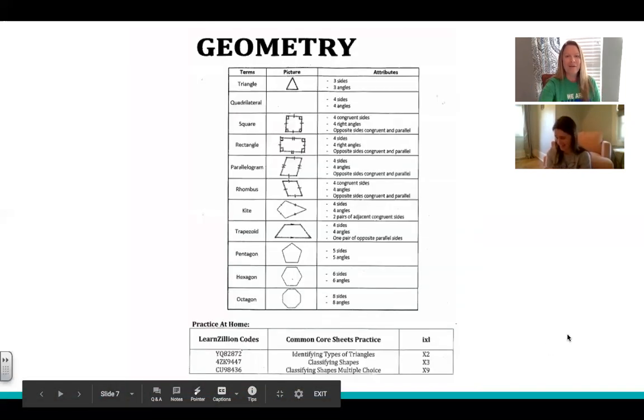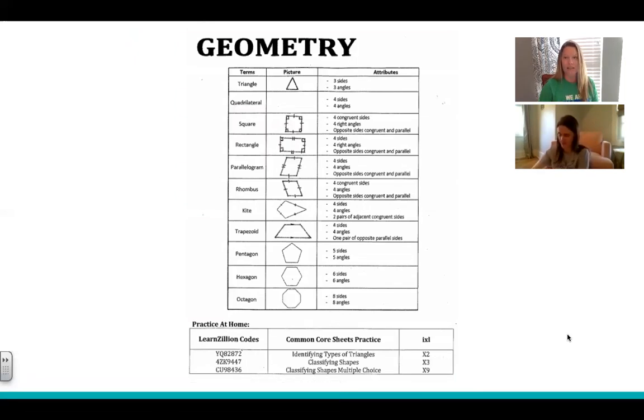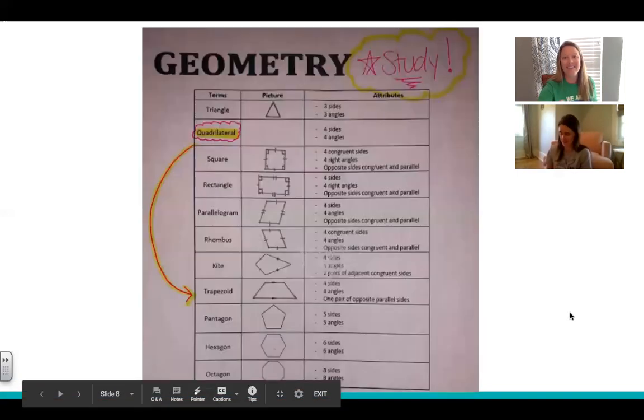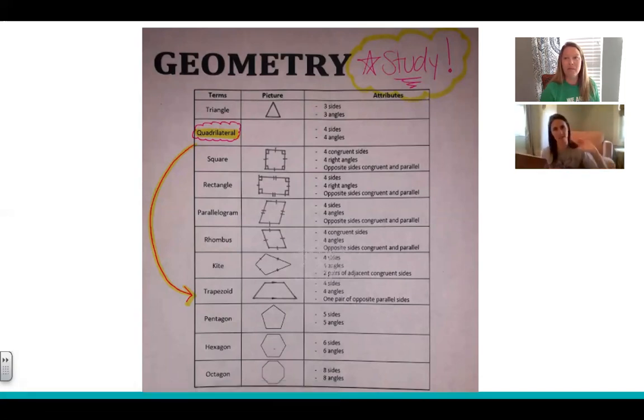All right, now we're going to look at geometry. So go ahead and flip your page. This is our last page in our booklet, and really there's nothing to write. All you have to do is study these terms. That's it. Remember, there were some good Quizlets out there that you could use to study, and you just really need to practice these attributes and be familiar with the different shapes.